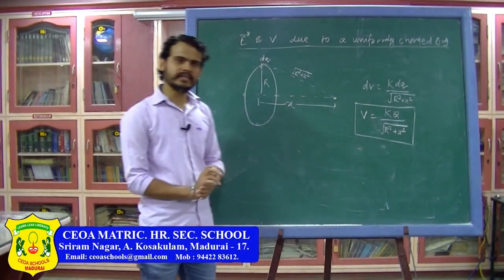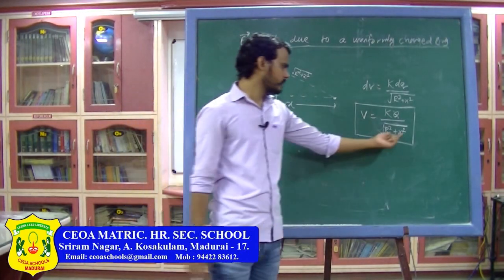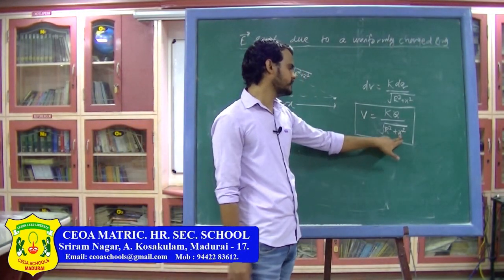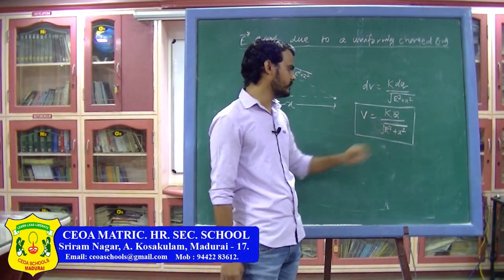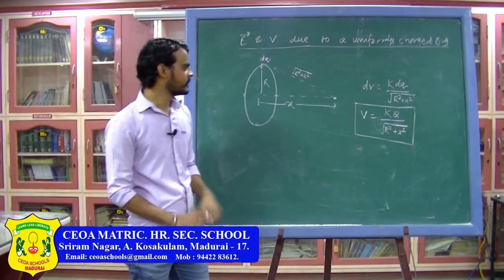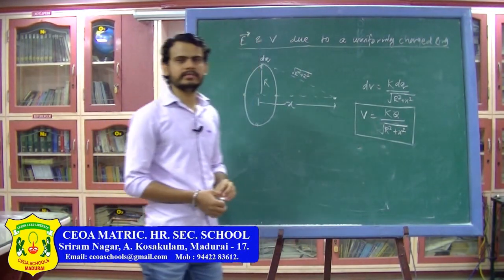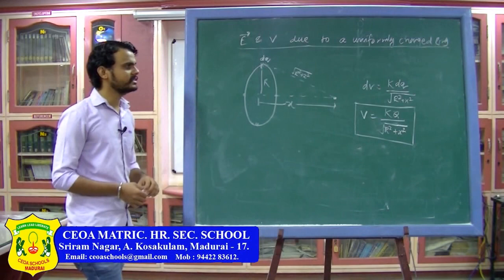If you want to find the electric potential at the center, you can put x equals 0. If you put x equals 0, this will be root of r square, which is r. So, the electric potential at the center will be kQ by r. So, these are the electric field and electric potential due to a uniformly charged ring.